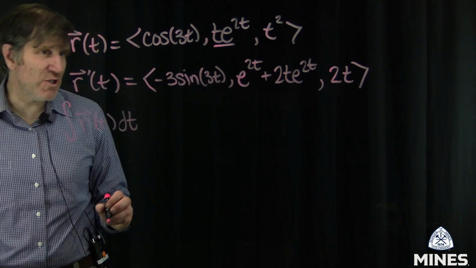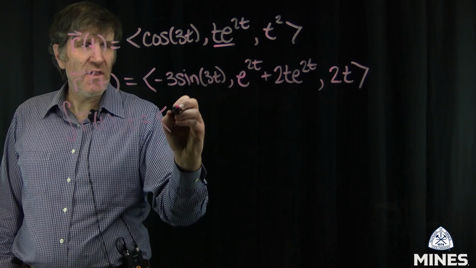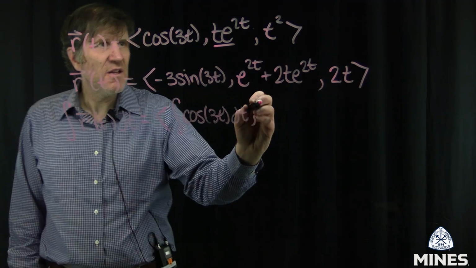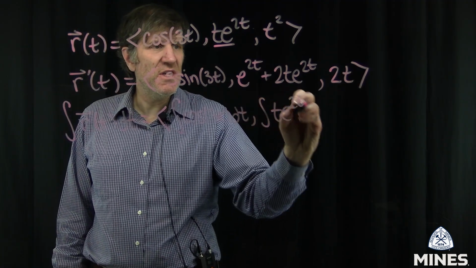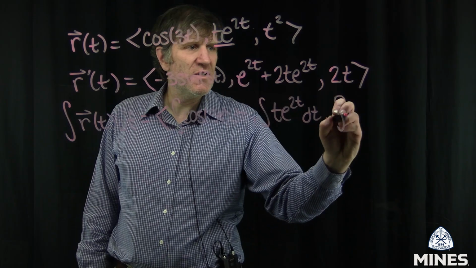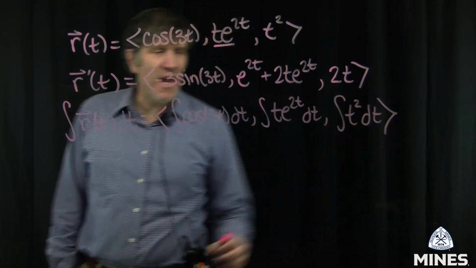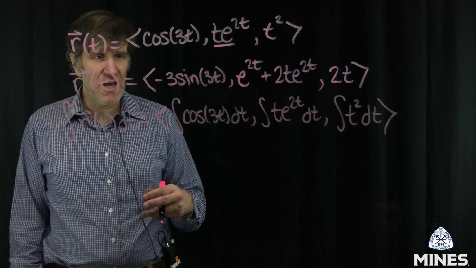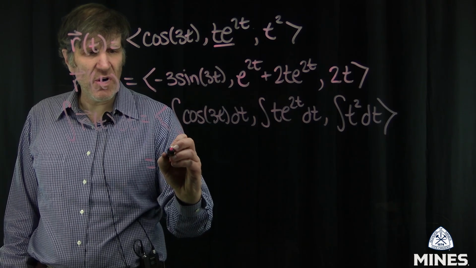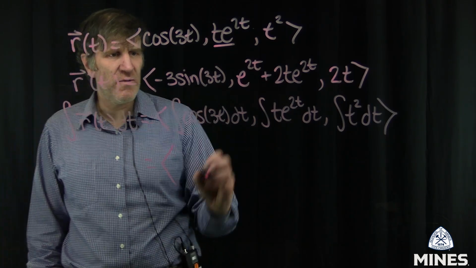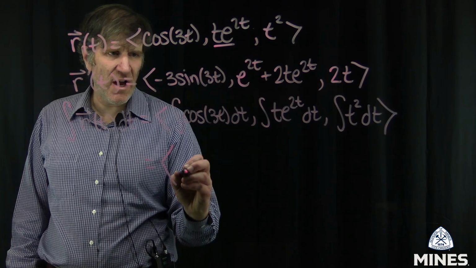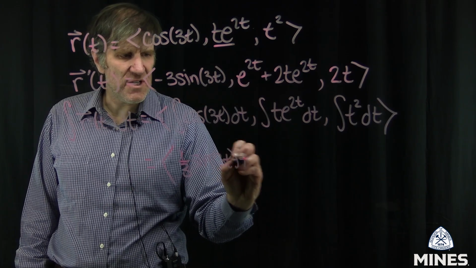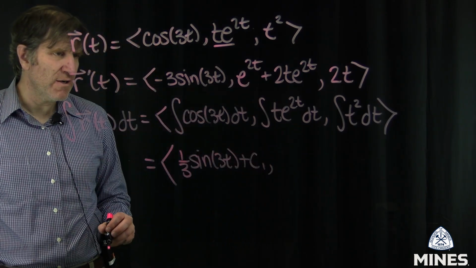For the integral, we just take the integral of each piece, right? So we have the integral of the cosine of 3t dt, the integral of t e to the 2t dt, and the integral of t squared dt. And this could be as easy or hard as any of our integration techniques, right? In this case, a couple of these are straightforward. The integral of the cosine is a sine, so we'll have a 1/3 sine 3t, plus c1. There's a constant of integration in there.